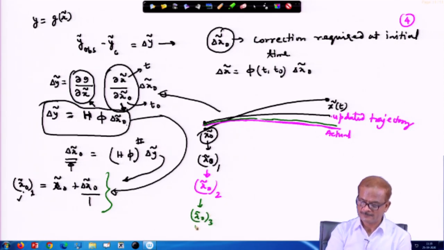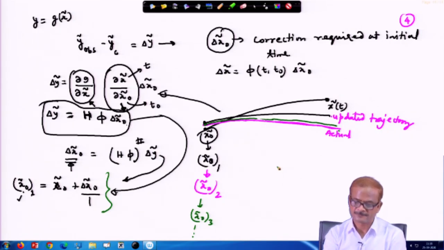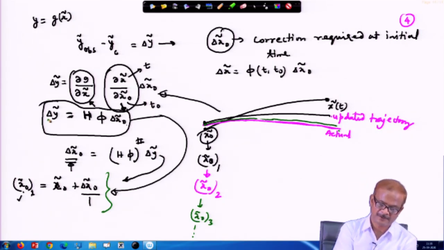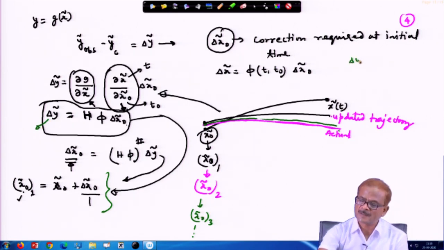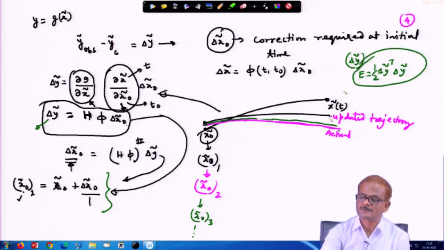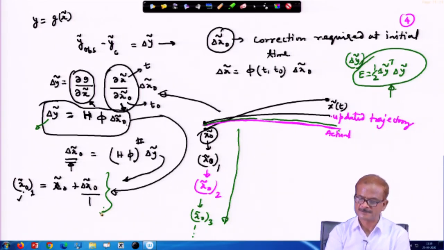So, after a few iterations, this will go to the actual trajectory. And how do we know that this has converged to the actual trajectory? This will be known from the fact that this delta y has to get minimized in the sense of squares. So, if we minimize delta y tilde transpose delta y tilde, writing this as the error function, 1 by 2 times like this, okay. And if this quantity can be minimized, it should reduce over the iterations, as you go from one trajectory to another after applying all these corrections.